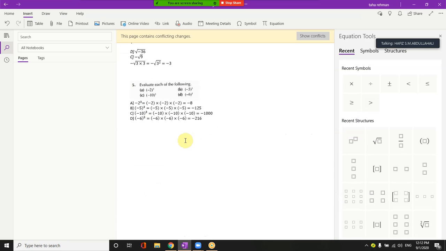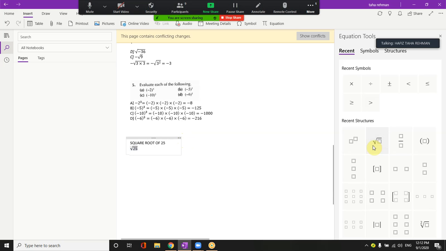Beta, sir, answer is 600 and 665. Beta, I'm asking you, positive. I'm asking you to find the square root of 25. Means you need to find the square root of 25. You need to find this value.